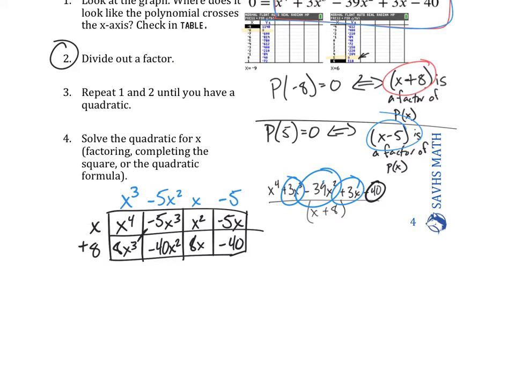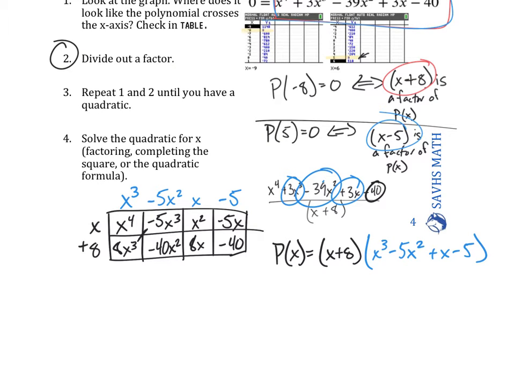So what I'm going to rewrite is p of x is x to the fourth plus 3x cubed minus 39x squared plus 3x minus 40, or we could say it is x plus 8 times the quotient that I get out. Sorry, the quotient is the vocabulary word, but you know what I'm saying. x cubed minus 5x squared plus x minus 5.